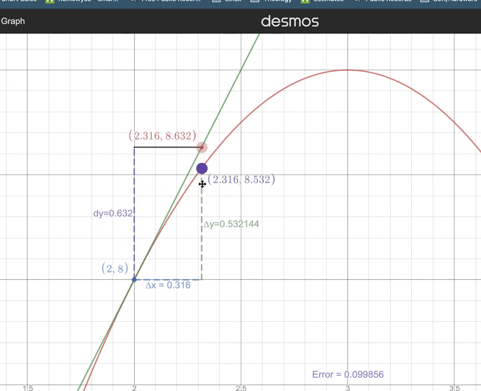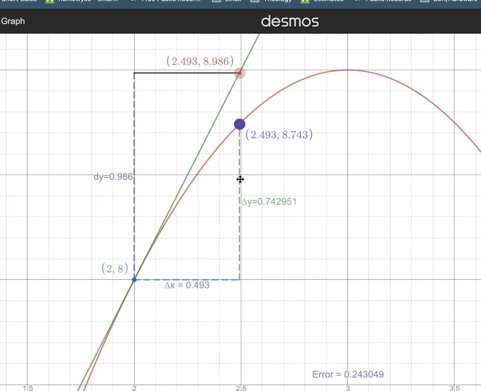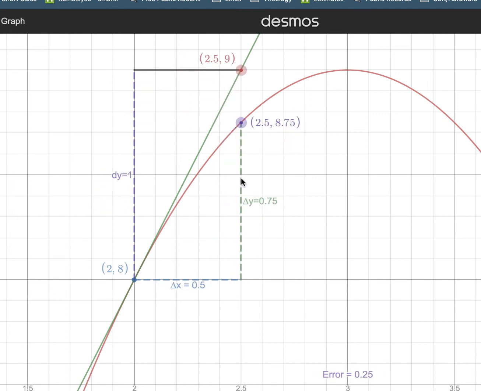If I'm changing x by 0.5, then the x value should be 2.5, which is right there. All right, so we've changed our x value by 1/2. So instead of 2, we're at 2.5. And the true y value would be 8.75. And the true change in y would be 0.75.